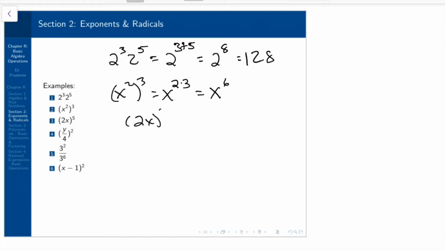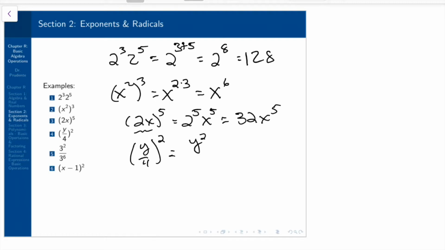If we look at our third example, we can see we're multiplying inside. So I can, in fact, distribute that exponent of 5 through the two of them. I get 2 to the fifth, which is 32, and keep that x to the fifth. The fourth example, which has y over 4 squared, is exactly like the example before. We have division inside of my parentheses, so I can distribute that exponent, and I get y squared over 16.